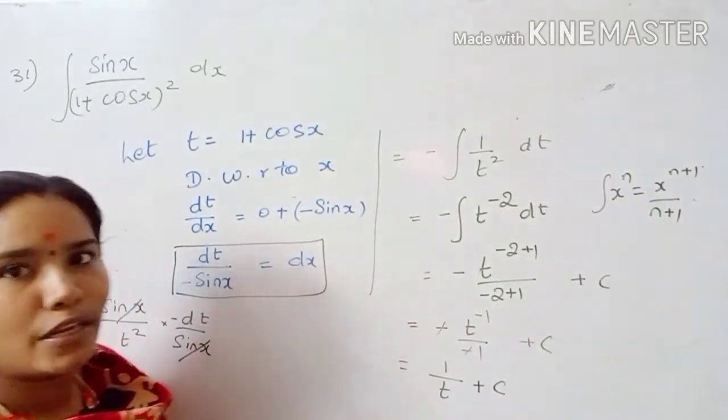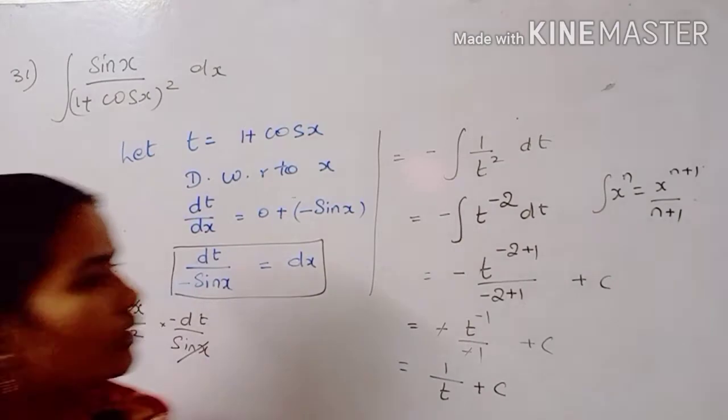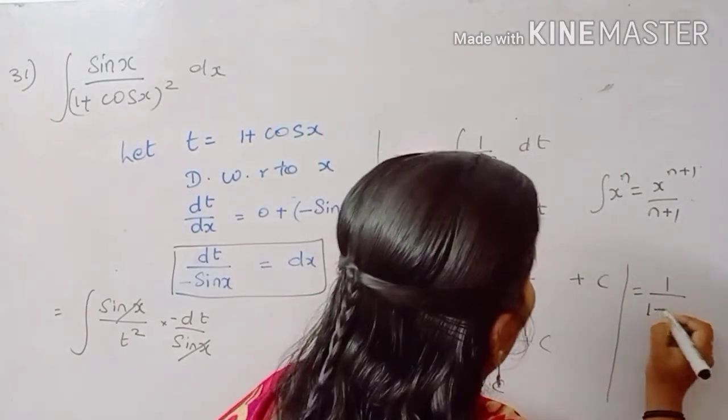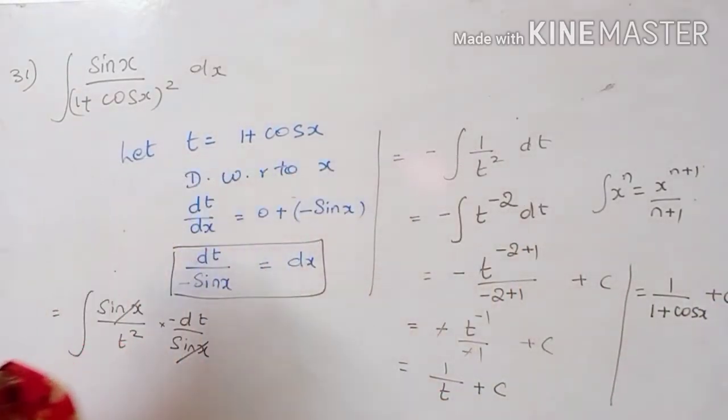What is the value of t? T value is 1 plus cos x. Therefore the answer is 1 divided by (1 plus cos x) plus c.